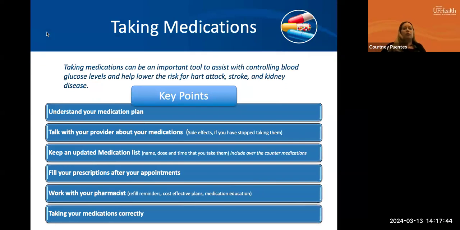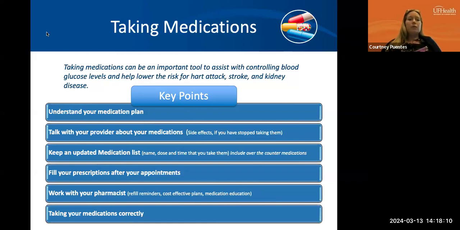With medications, lifestyle management is always a foundation, but some people with diabetes need medications to help process. In this talk, I'm not going to go into each different class. There's a gazillion of them, and the way the different ones work. So I'm going to give you some key points to think about. Again, diabetes is very individualized, so we want to make sure that you understand your medication plan.